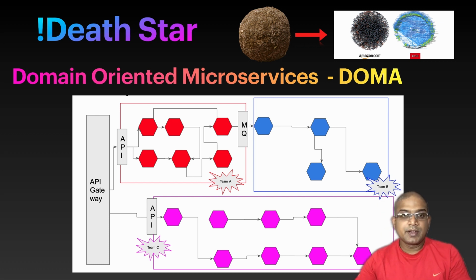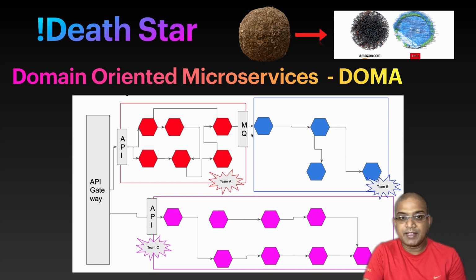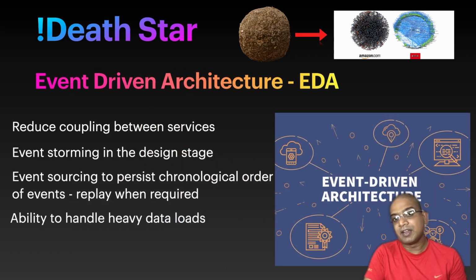In this domain-oriented microservice architecture, as I told you earlier, we can enable the communication between one domain and another domain using a message queue. So why do we have to use a message queue here? Can't we use just an API call or some other RPC call or some other mechanism? Of course we can, but if you are using a proper message queue such as Kafka, then we can enable something else, which is the event-driven architecture.